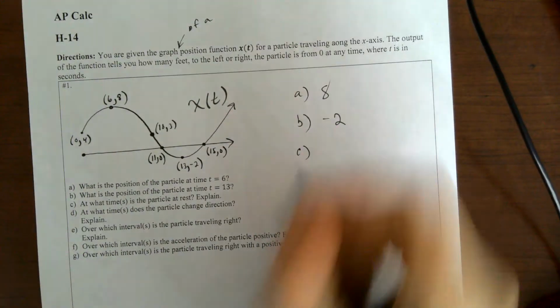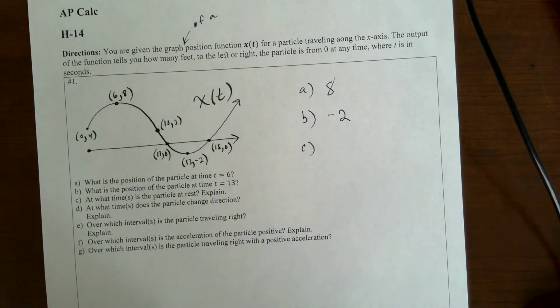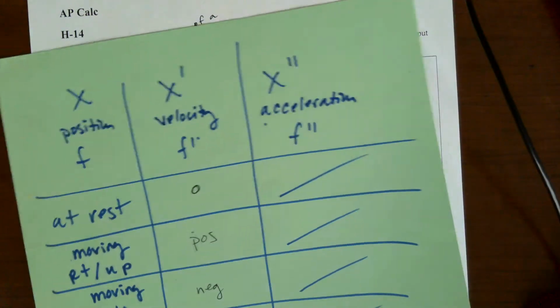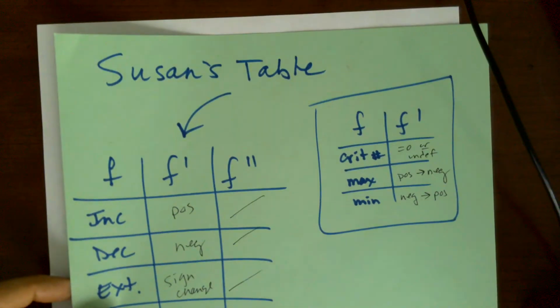Now part C. At what time or times is the particle at rest? Explain. Now, we are going to be needing to use both of these tables. So this one from the very last intro video and Susan's table.